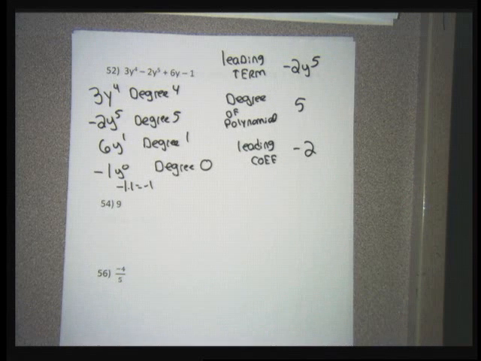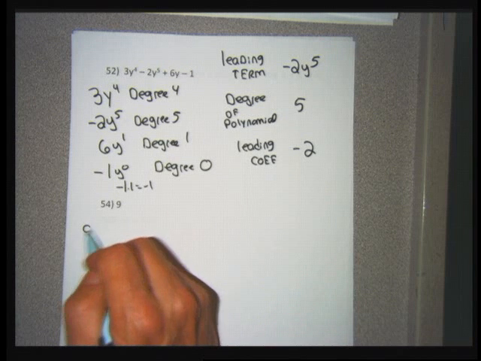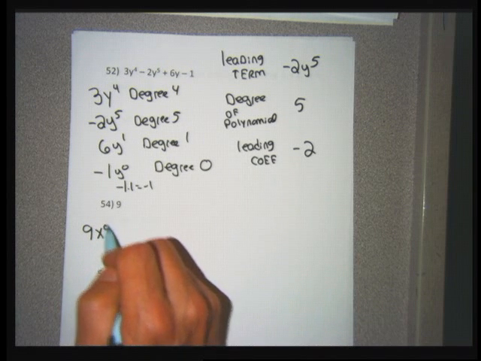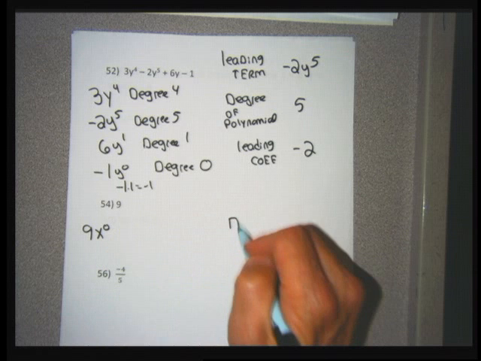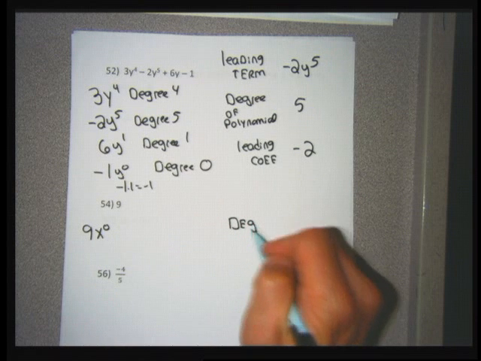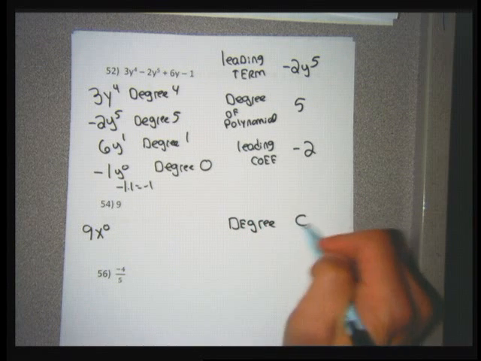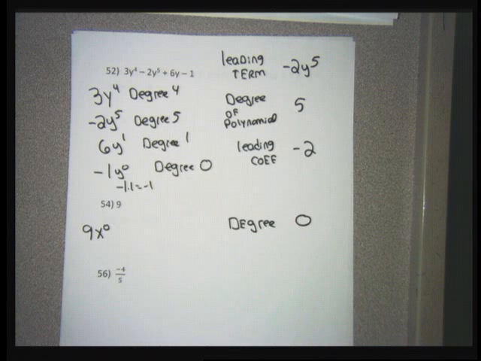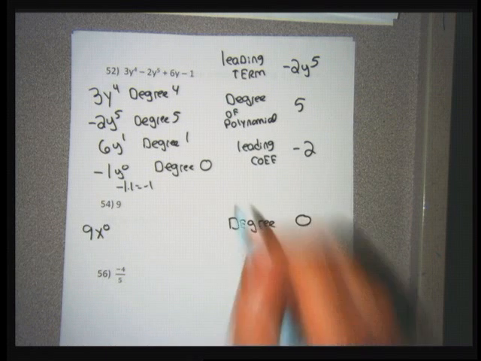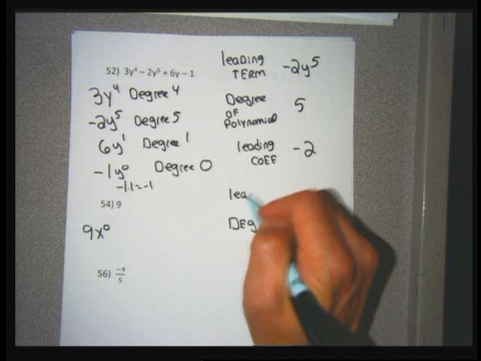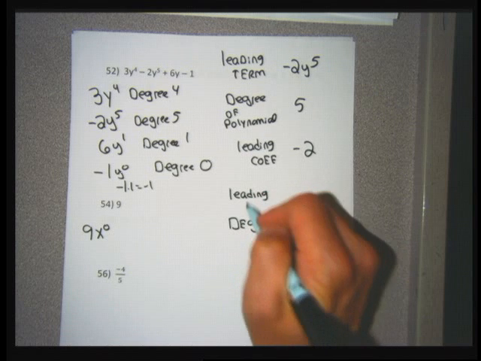54 and 56, they're called constant polynomials because they don't have the letter, and I need to think of them for degree purposes. I can think of this as 9x to the 0. So this is a monomial, and we'll say it has degree 0. When you don't have any variables, then you can tack that variable in with a 0 exponent, and that gives you a degree 0. And the only term in this problem is the 9, so it has to be the leading term.